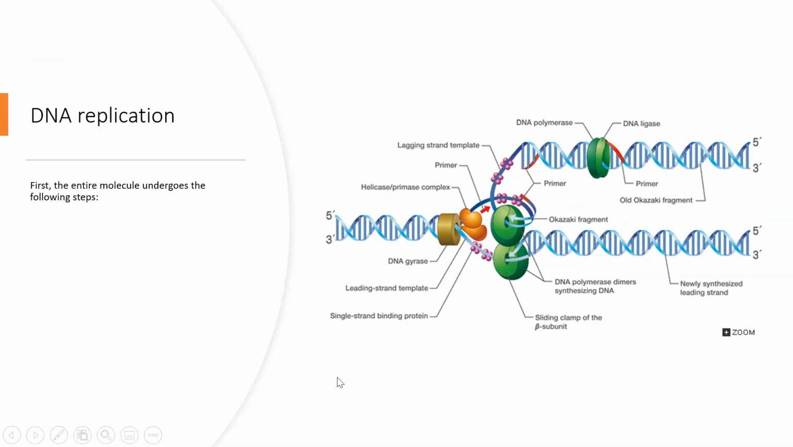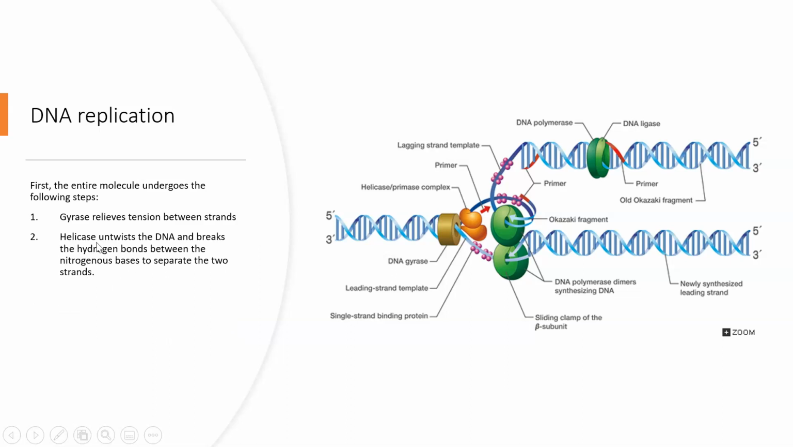So first of all, what happens? The entire molecule undergoes the following steps. Gyrase relieves the tensions between the strands. So gyrase, or gyrase, whichever you want to pronounce it. So there's a new enzyme that you've not learned about yet. Helicase untwists the DNA and breaks the hydrogen bonds between the nitrogenous bases to separate the two strands. So we know of helicase already. These are some new ones.